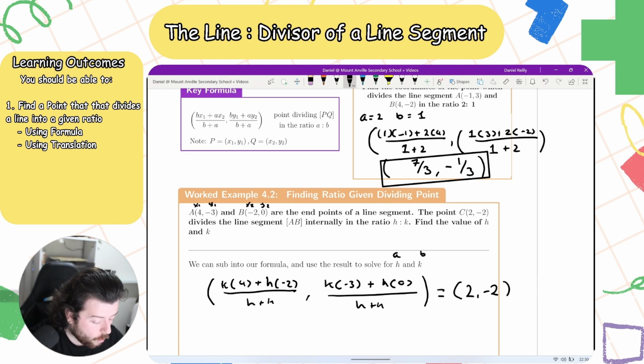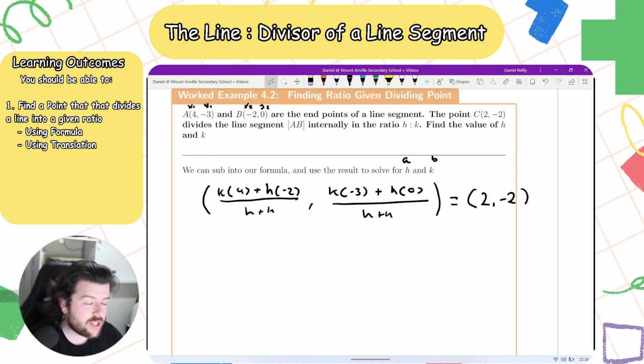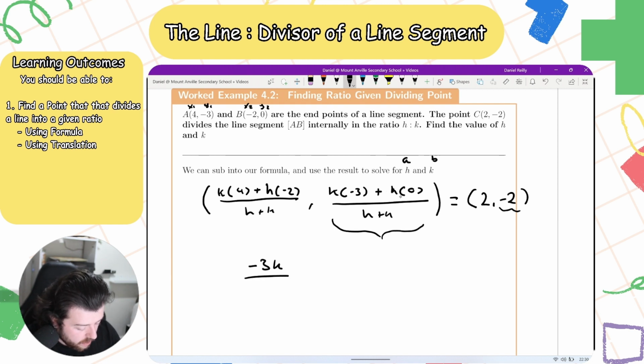So with this, I'm actually not going to get a value for h and k. I'm just going to get a ratio of sorts. So we only really need one coordinate for this, and you're going to see why in a second. So I'm going to choose my y coordinate here. My y coordinate is going to be -3k plus h times 0, all over h plus k. That is equal to -2.